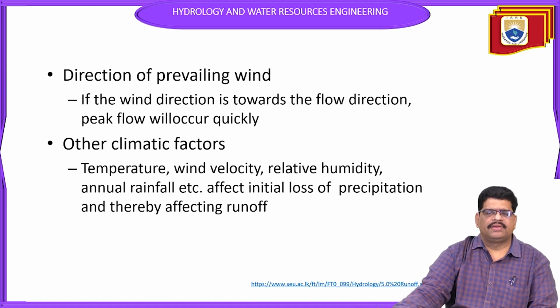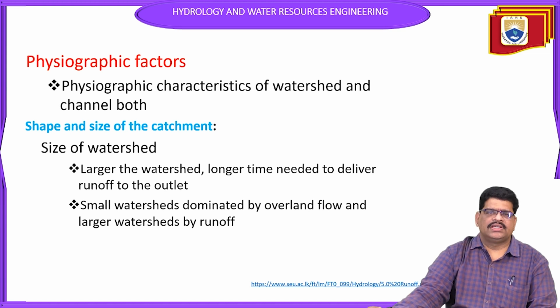Next, other climatic factors: temperature, wind velocity, relative humidity, annual rainfall, or initial losses of precipitation can also affect it. So let us see how the temperature affects it, in the above one. Next, physiological character.